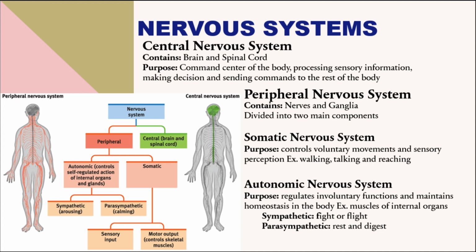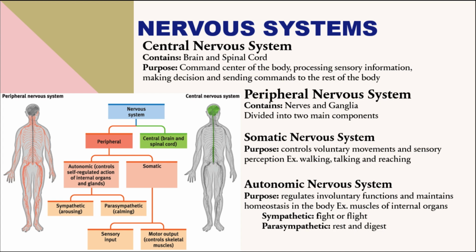The central nervous system consists of the brain and spinal cord. It serves as the command center of the body, processing sensory information, making decisions, and sending commands to the rest of the body. The brain is responsible for higher-level cognitive functions, such as thinking, memory, and emotion. The spinal cord plays a crucial role in relaying sensory information to the brain and transmitting motor commands from the brain to the muscles and organs.